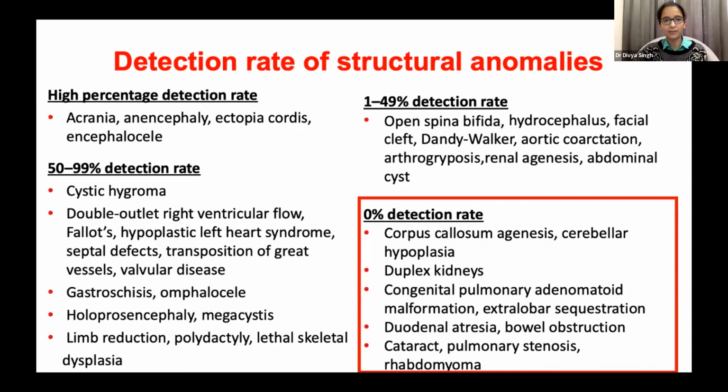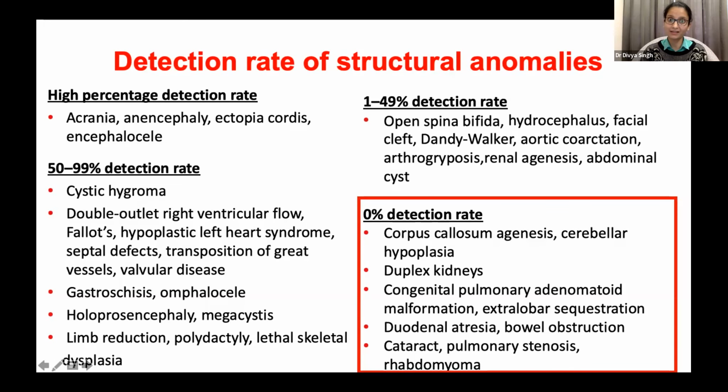This was a landmark paper by Professor Kypros Nicolaides, and they found that a high percentage, nearly 100% of abnormalities like acrania, ectopia cordis, encephalocele could be detected by performing a good 11 to 14 week scan. This was way back in the year 2013. Then the anomalies which could be detected with a detection rate of more than 50% included cystic hygroma, certain cardiac anomalies, abdominal wall defects, megacystis, and certain limb abnormalities.